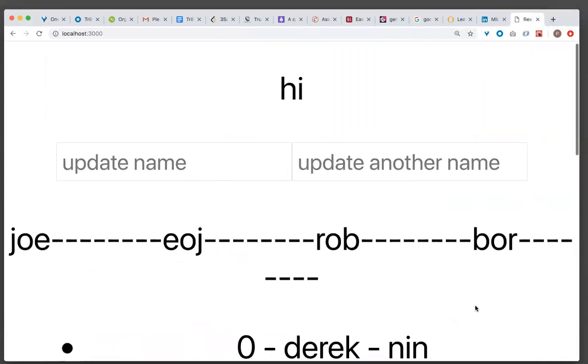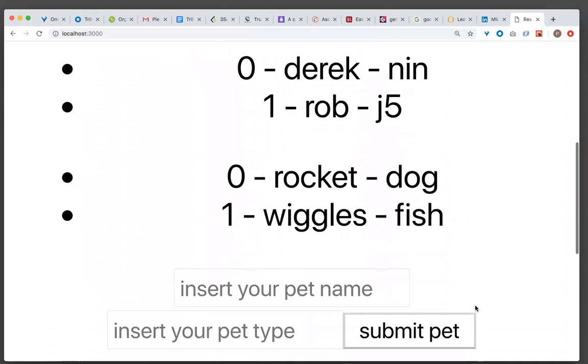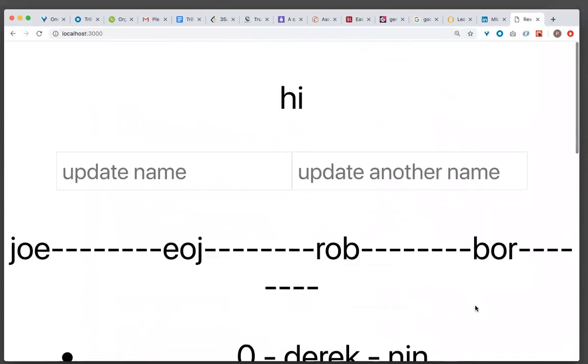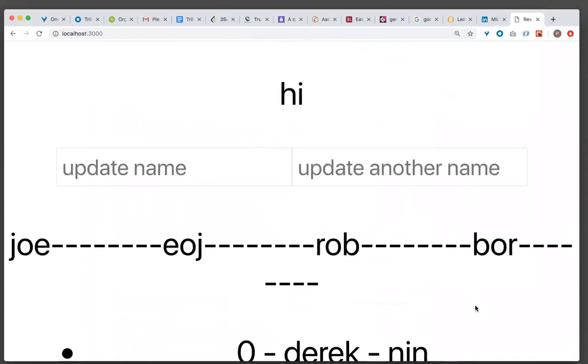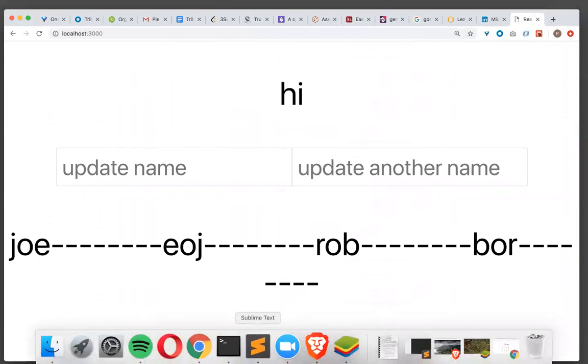Okay, so it's the same app as we had on Thursday. The same app that we had on Thursday, right? We're going to add some stuff to it, just some minor stuff, just to get you ready for your homework that you're going to do when you come back from break.